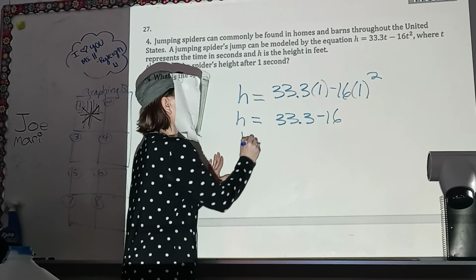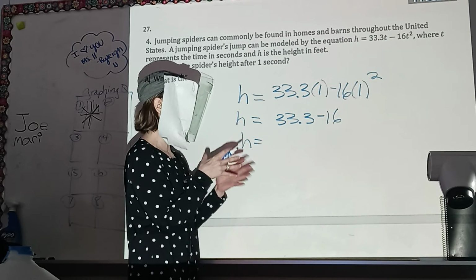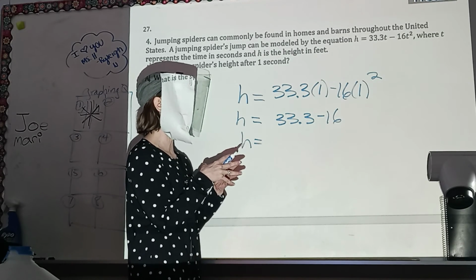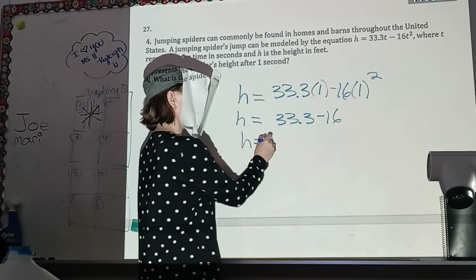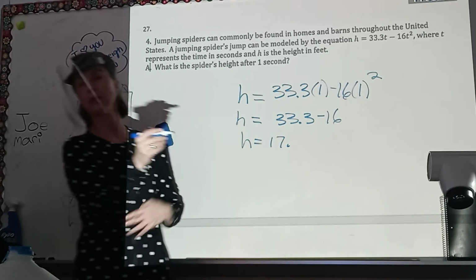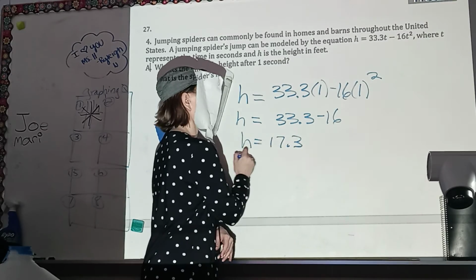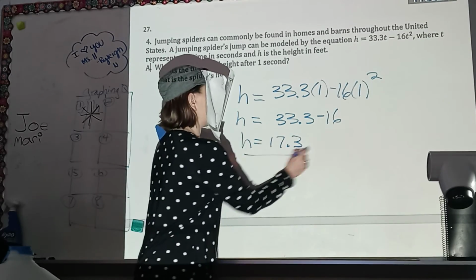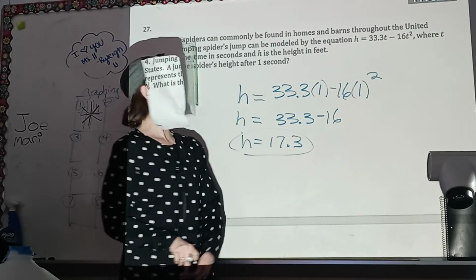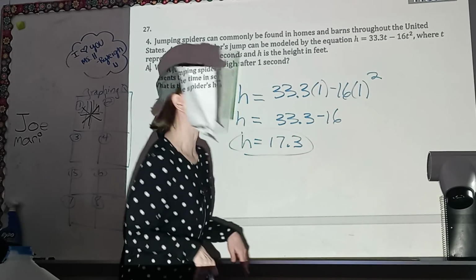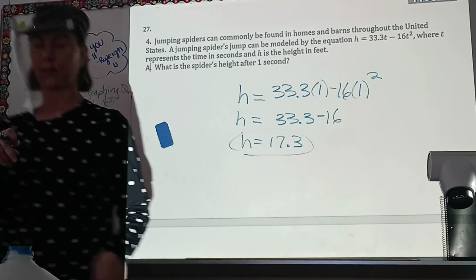And then this is where I need the calculator help. So I think it's 17 point something. 33.3 minus 16 gives you what? 17.3? Okay, great. And that is Algebra EOC Countdown Bell work number 27.